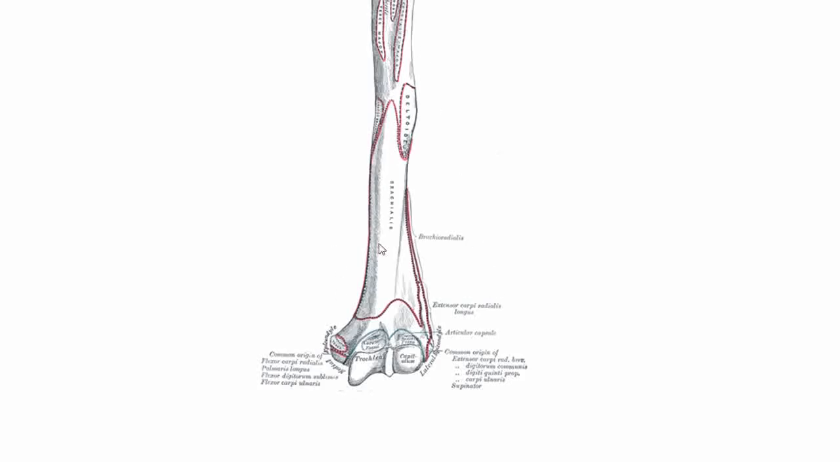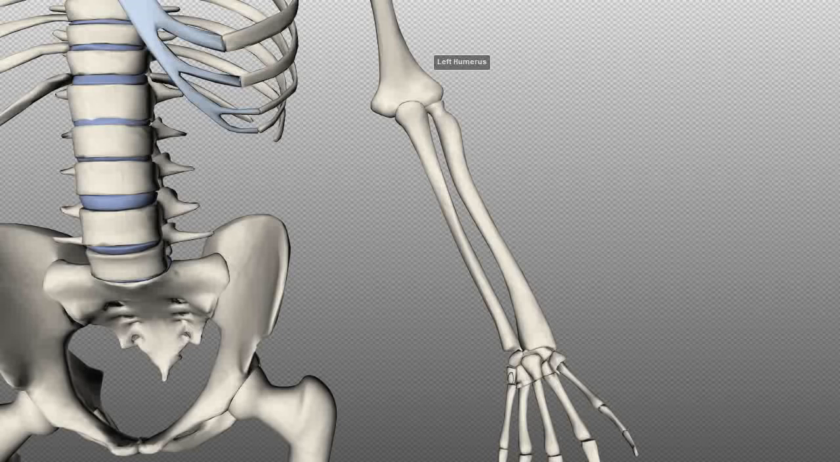So we're looking at an anterior view of the left humerus, and you can see this articular surface here. So this is the condyle of the humerus, and you've got the trochlear, which articulates with the ulnar bone, and the capitulum, which articulates with the radius. So the elbow joint is a hinge synovial joint, so you only get flexion and extension at this joint.